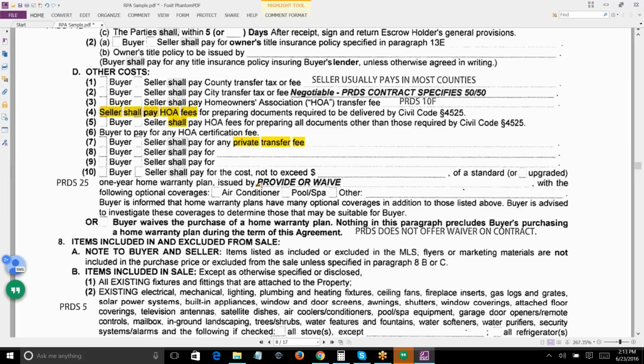All right, so that's enough. Home warranty, provide or waive. Those are your two choices. And by the way, if you're paying for it, or the buyer's paying for it, you don't need to say not to exceed or do anything. This not to exceed is really something you only need to do if you're asking the seller to pay for it. You understand? And you don't have to worry about pool, spa, air conditioning. And buyer waives the purchase of the home warranty, but it doesn't say they couldn't get one. Anyhow, we don't need to worry about that.